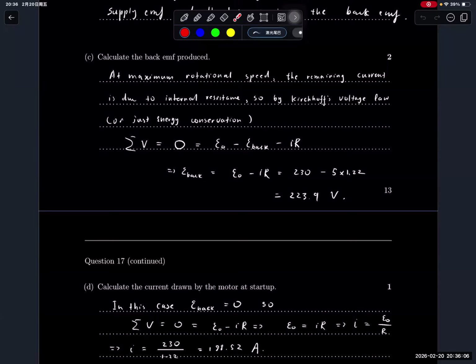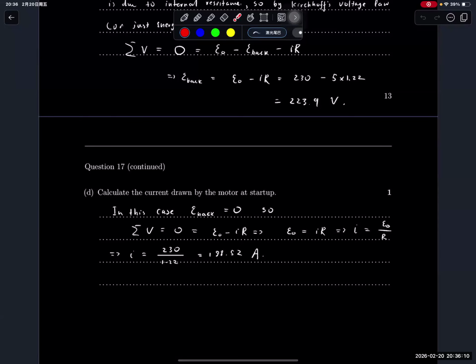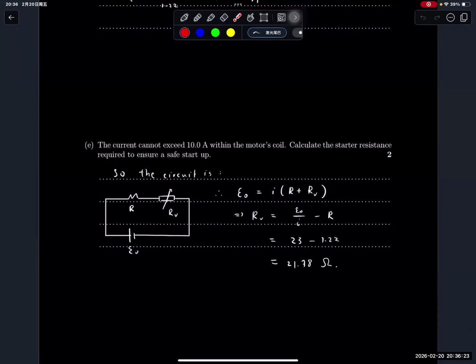Question 17 continued. D says to calculate the current drawn by the motor at startup. That's just Ohm's law, right? At startup, we have back EMF equal to 0, so that's Ohm's law. Question E: the current cannot exceed 10 amperes within the motor's coil. Calculate the starter resistance required to ensure a safer startup. So we need to make sure that the current initially is equal to 10 amperes. Again, Ohm's law, make sure to include your internal resistance and then your variable resistor. This is what we implement to make sure that initially, when there's no back EMF, we still have enough resistance to ensure that the current isn't so high. So the supply EMF is equal to the current times the total resistance, which is the internal resistance plus the variable resistor. Rearrange for the variable resistor, which is the resistance required for a safe current.